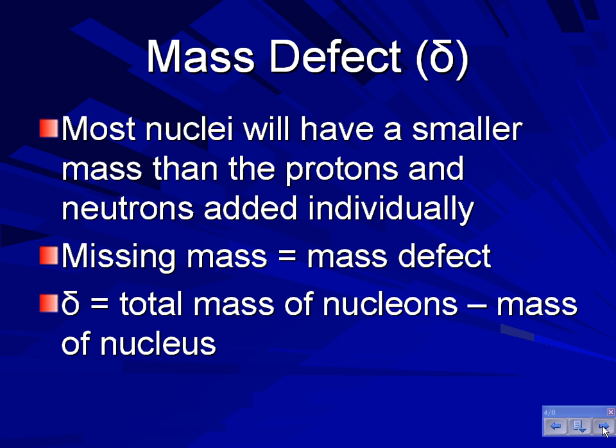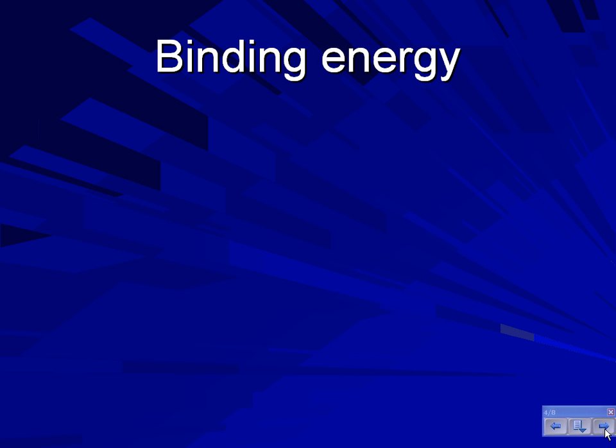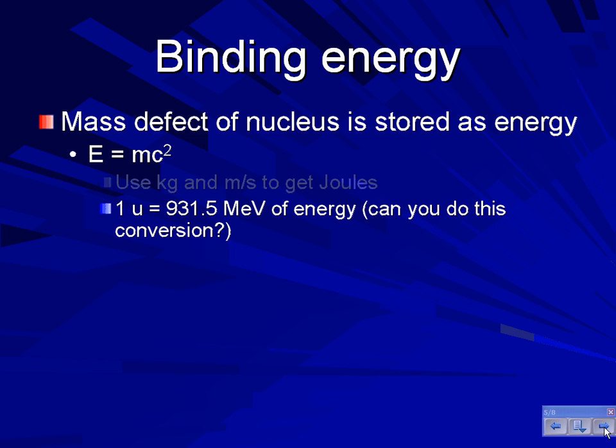Mass can be converted to energy. Energy can be converted to mass. And the equation that allows us to do that is E equals mc squared. Okay, so binding energy is the energy that's holding the nucleus together according to the equation E equals mc squared.